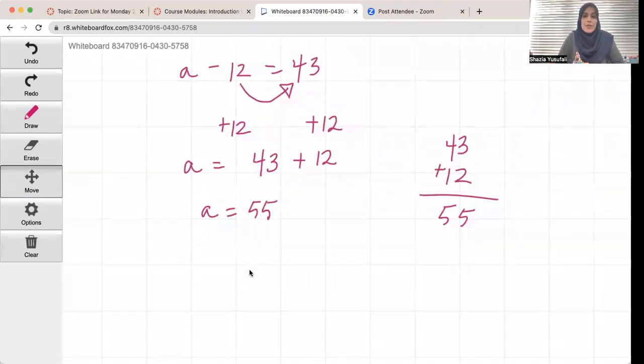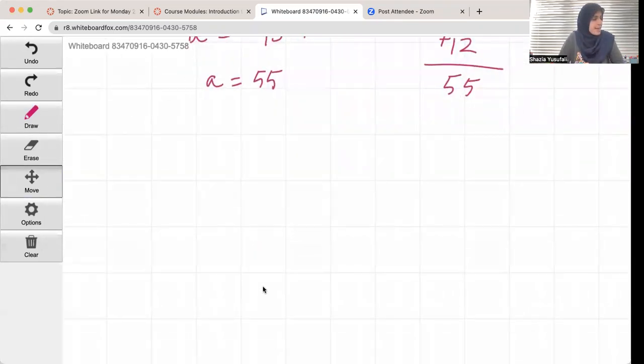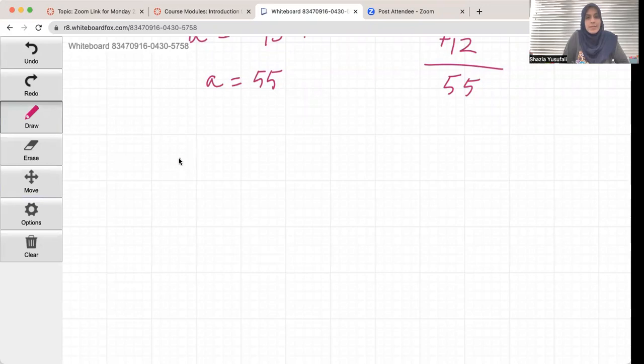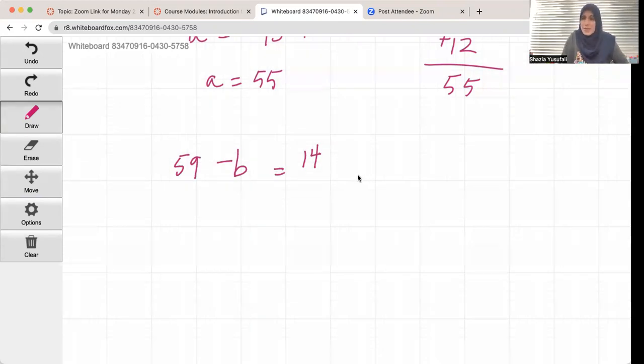If I were to say 59 minus b is 14. Now the b is at the end. Do we do the same thing? If we were to just take 59 and move it across, it'll be 14 minus 59. We're probably going to get a negative number. It's going to look a little odd, right?